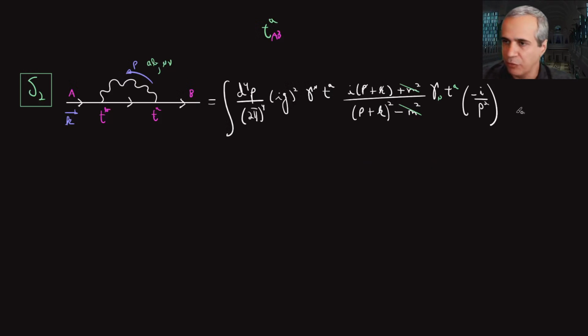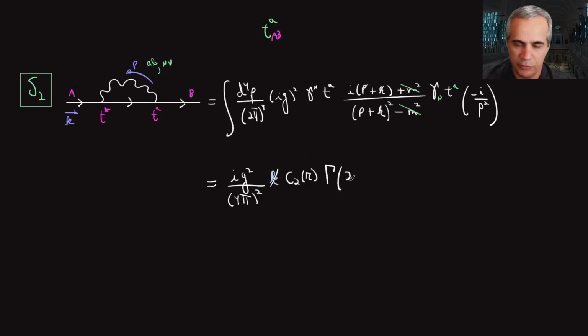So if you do all of these, you get the following expression for the divergent part of this diagram. Right? It will be i g square over 4 pi square K slash, this K slash right here, C2 of R gamma of 2 minus d over 2.